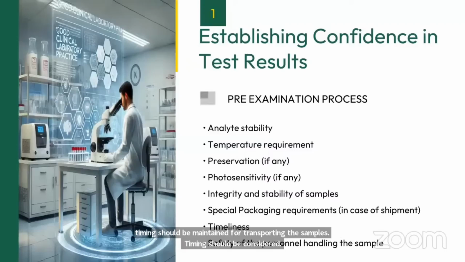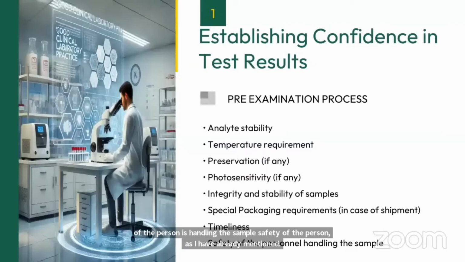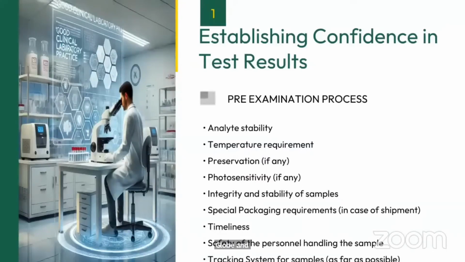Safety of the personnel handling the samples. As I have already mentioned, the personnel who are handling or transporting the samples should use appropriate personal protective equipment, including appropriate gloves and masks. Public safety should also be considered, so the specimen should be tightly packed. There should not be any leakages. A biomedical or biohazard symbol should be affixed so that the package is not mishandled by any unauthorized personnel.